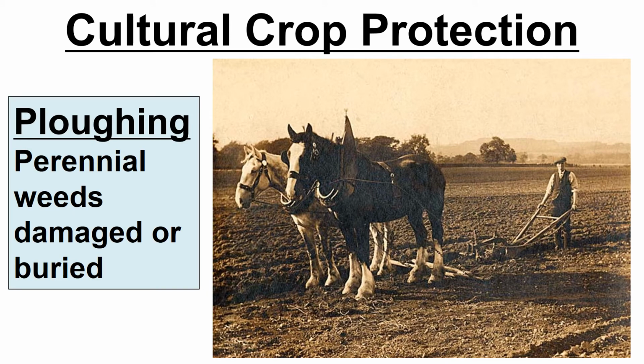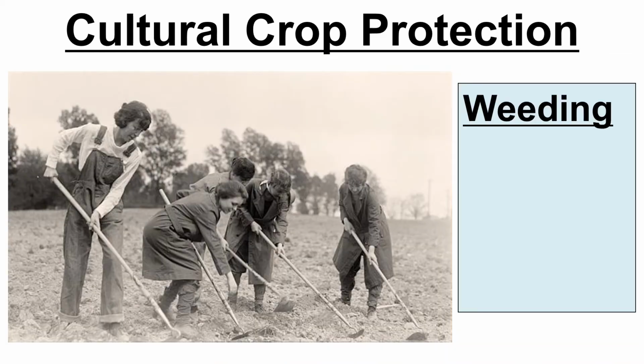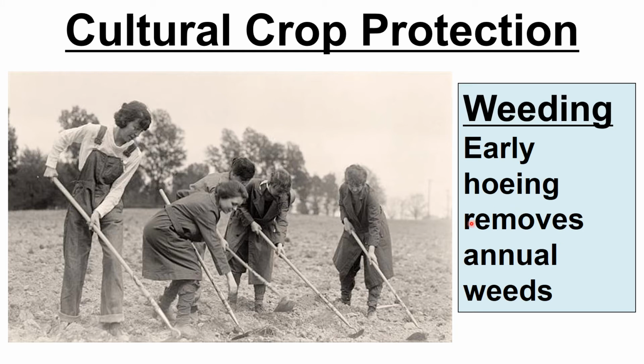Ploughing, so if you're ploughing the land, you're turning it over and it goes fairly deep. And if you're going fairly deep, then that's going to get rid of your perennial weeds. They're either going to be damaged or they're going to be buried, which means they can't get sunlight, they can't carry out photosynthesis, and consequently die. The last one, weeding. If you get in early enough with your hoe, then you can remove annual weeds. Annual weeds are quite shallow, so if you can just nip the roots of them, turn them over, bury them in the mud, then they won't be able to carry out photosynthesis and they'll die. So that's what's called cultural crop protection. These are all methods that have been employed for centuries, in order to reduce that competition or to reduce damage from pests.